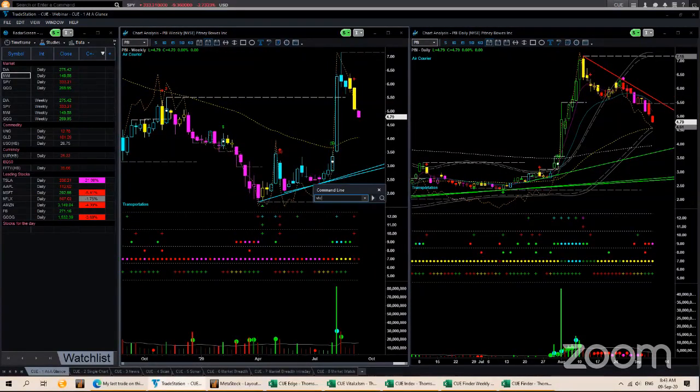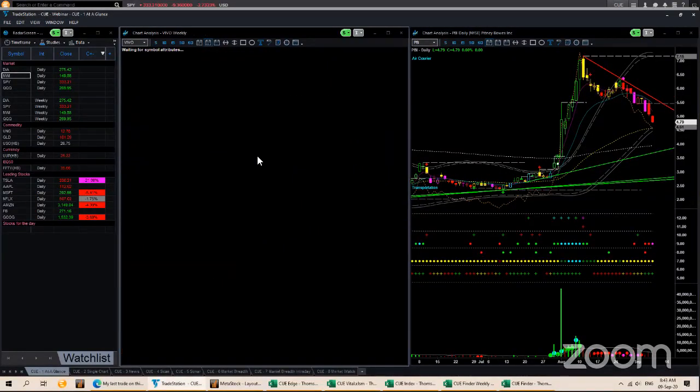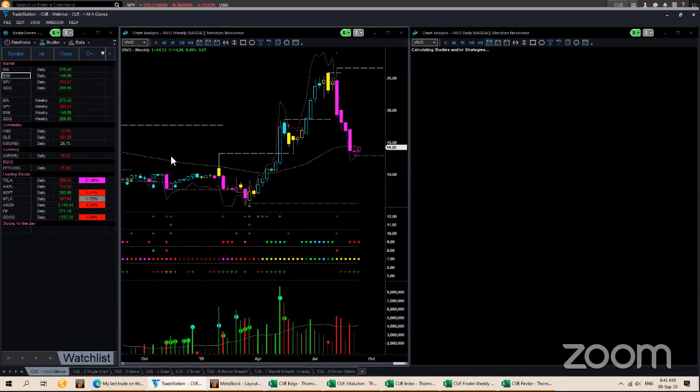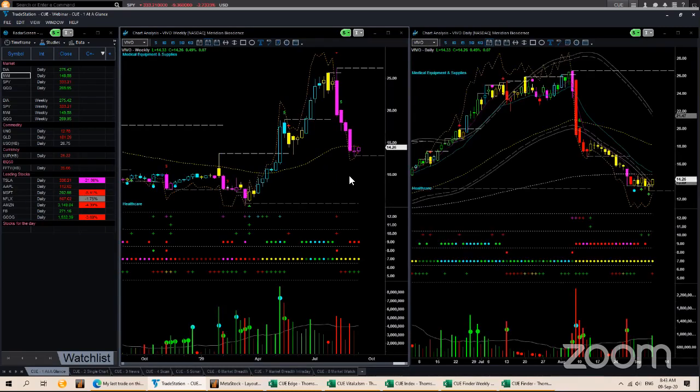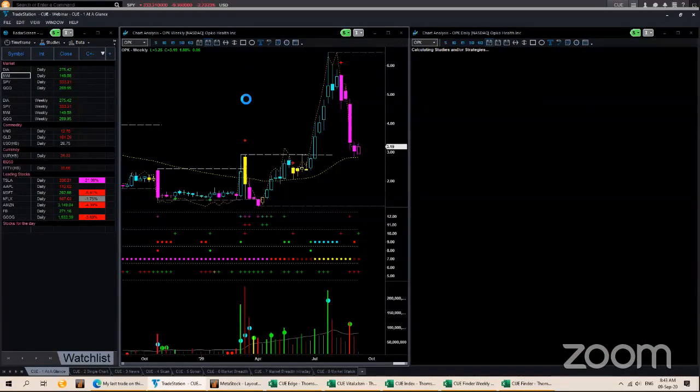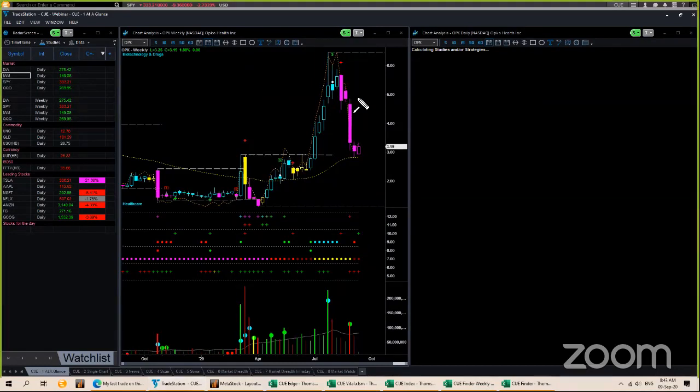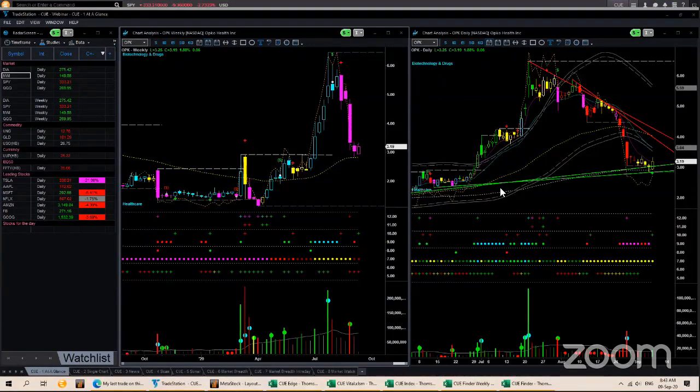V4. Let's look at that. VIVO. This has a pattern similar to the other stock that I traded. Was it OPK? Yes. See, OPK pulled back a lot, came to the weekly yellow direction line, daily white direction line.